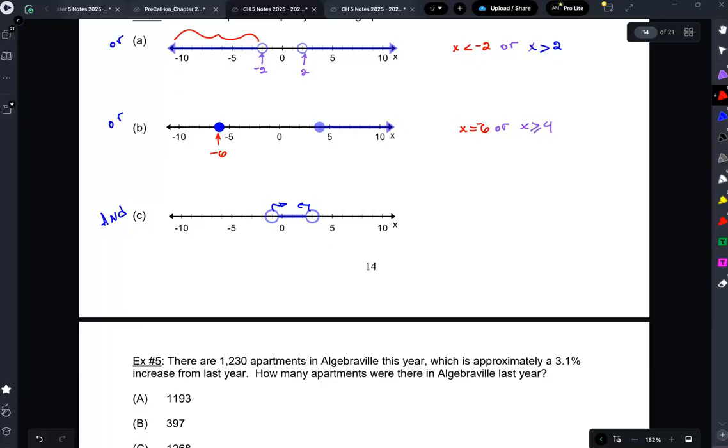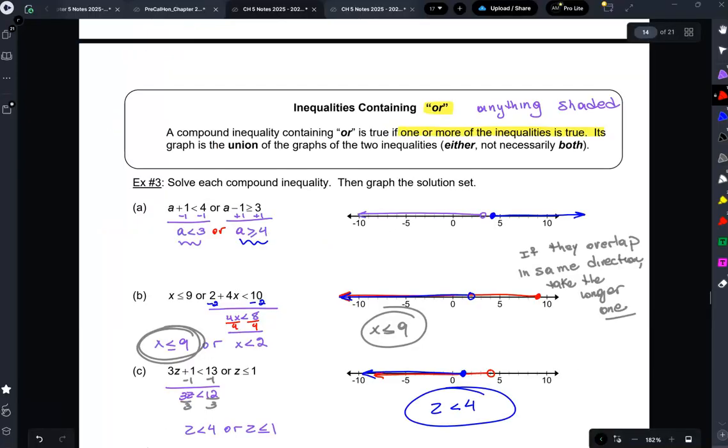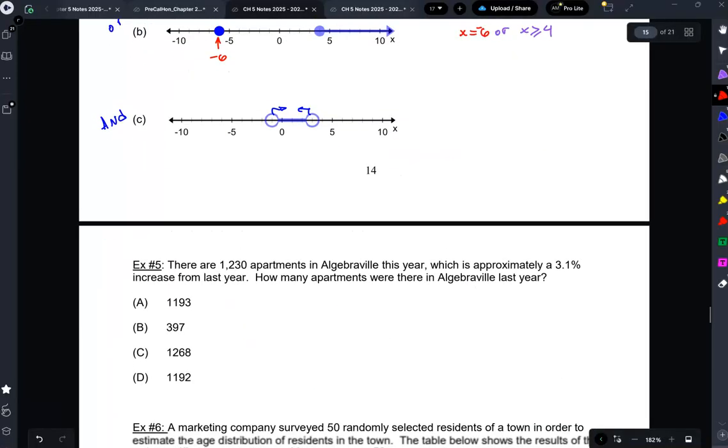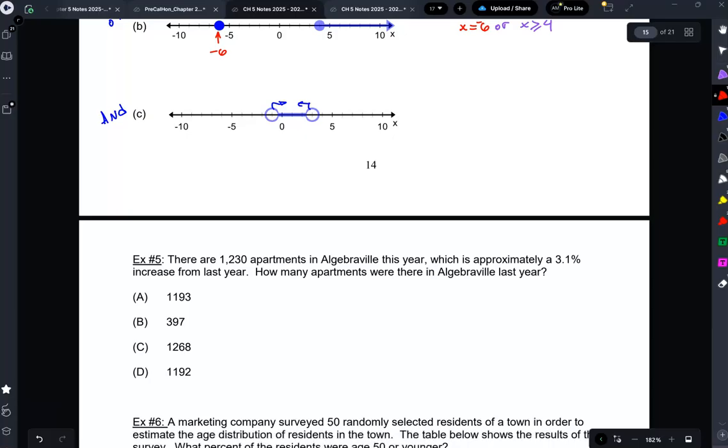Okay? So this one, this is an and. So we have, okay, so what numbers are these? -1 and what? 3? So I say, look, -1, 3, less than, and I put the x in between.